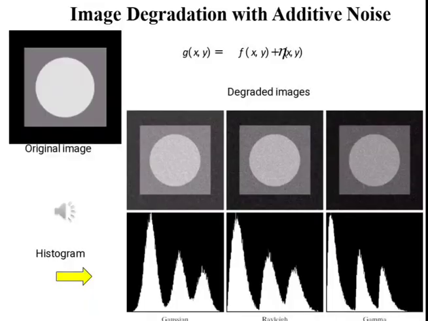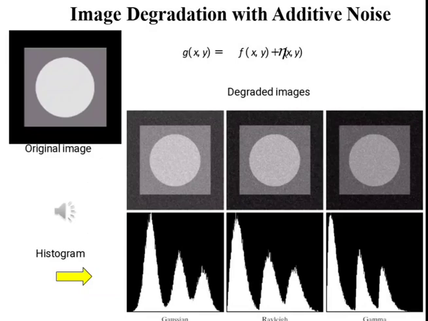The original figure represents the test pattern well suited for illustrating the noise model. This is a suitable pattern to use because it is composed of simple constant areas that span the grayscale from black to near white in only 3 increments. This facilitates visual analysis of the characteristics of the various noise components added to the image. And the figure shows the test pattern, their addition of the 6 types of noise discussed, shown below.